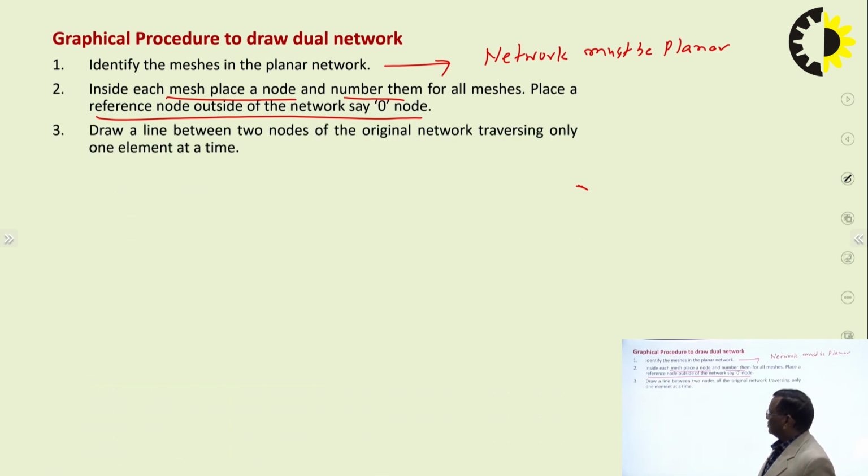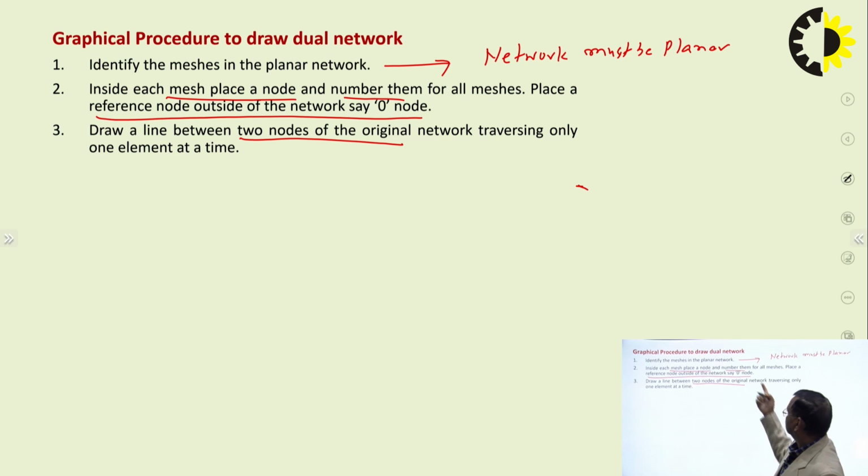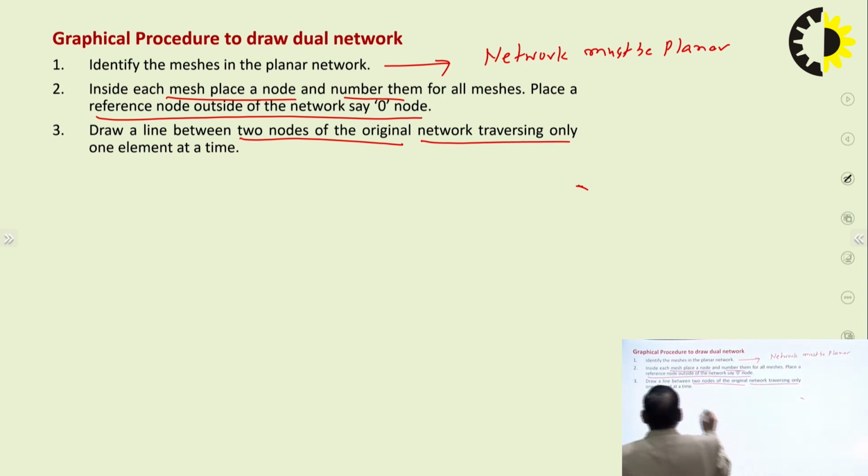Then third is, draw a line between two nodes. Between the two nodes, one is the original node in the mesh and the other one is the reference node generally, and if the element is between two meshes, then we draw the line between the two nodes, traversing only one element at a time.